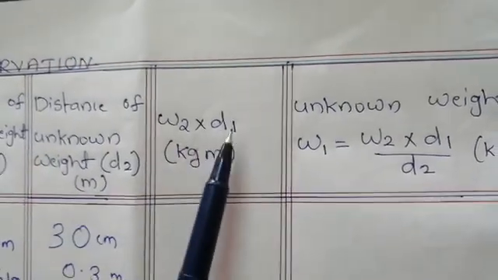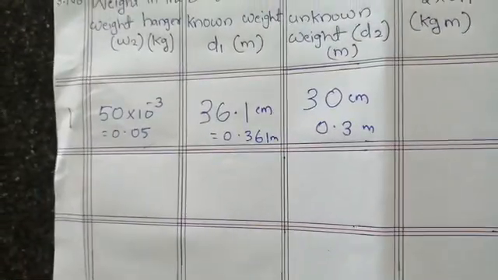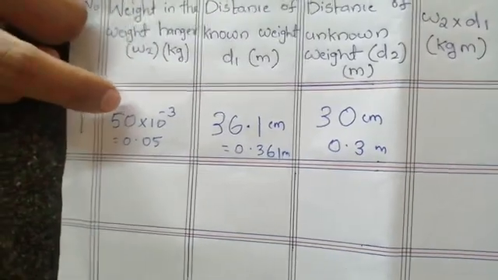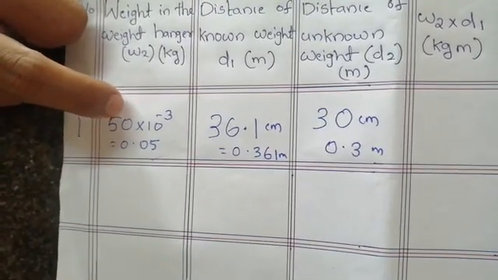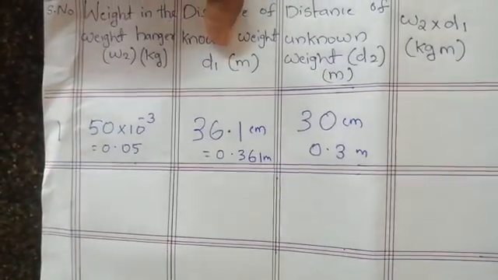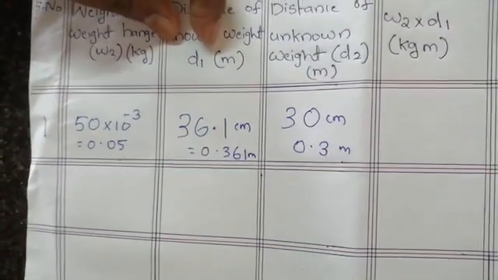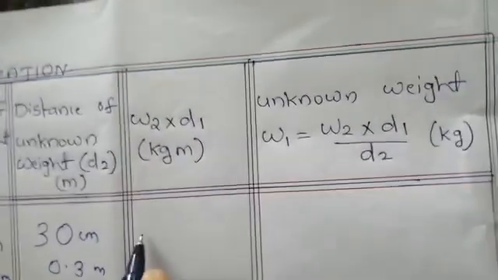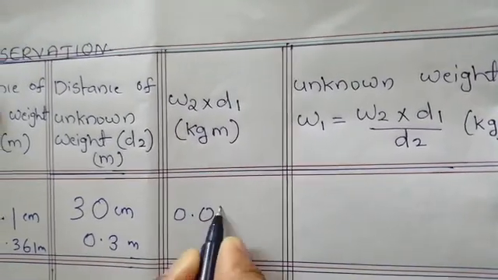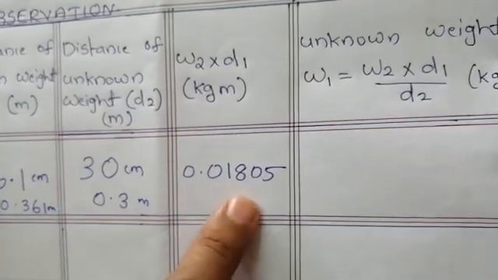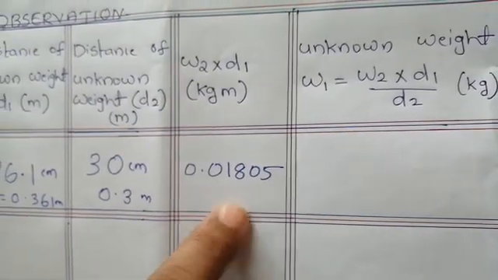Next column you can see you need to do W2 into D1. What is W2? This is your W2, 0.05. What is D1? D1 is 0.361. So I am multiplying 0.05 into D1, 0.361. The answer you are getting is 0.01805 kilogram meter. That is the first moment.